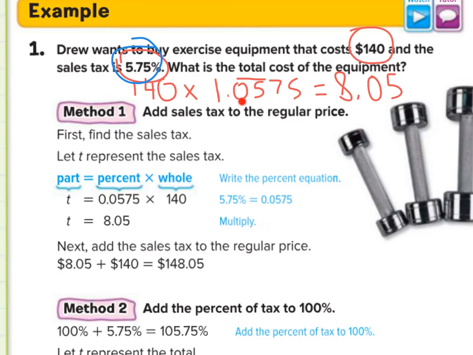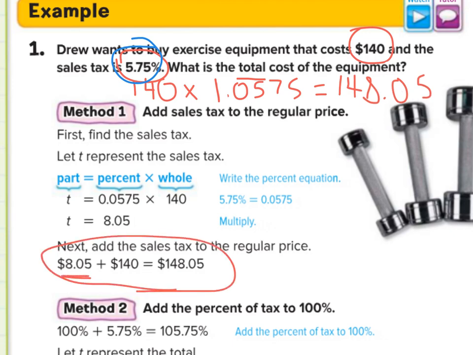So the decimal 0.0575 is this number. And I want to add 140 to it, so I'm multiplying it by 1 in front. So I will get now my new answer. Let me erase that answer. It will be $148.05. Okay, and you can see that right down here.